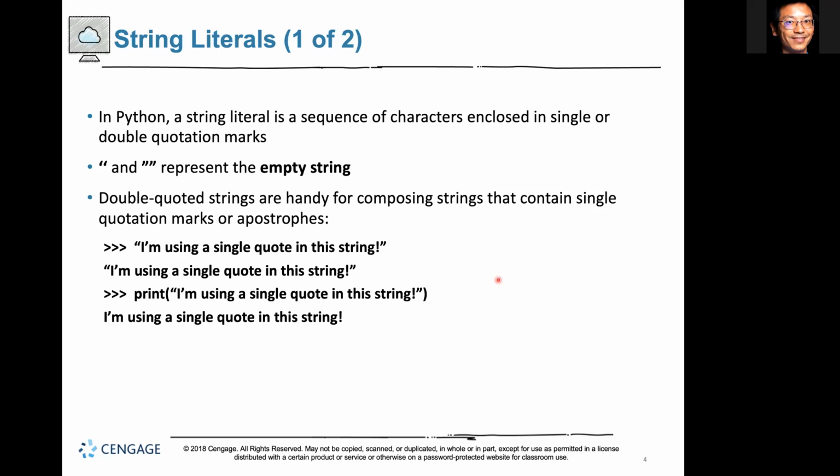So a string literal is basically a sequence of characters in single or double quotes, and we just saw an example of an empty string. Here are some examples: just put your text in quotes, and this is a literal string. You may use the built-in print function to print it. Of course, this is going to print that string without the quotation marks, because the quotation marks are how you represent that literal in your source code.